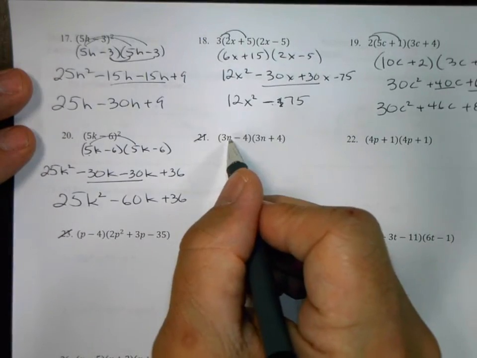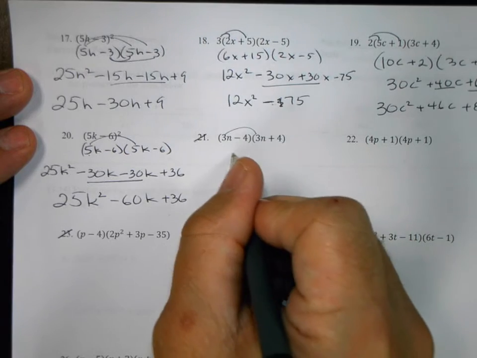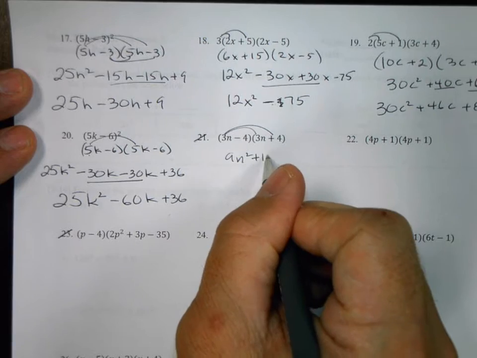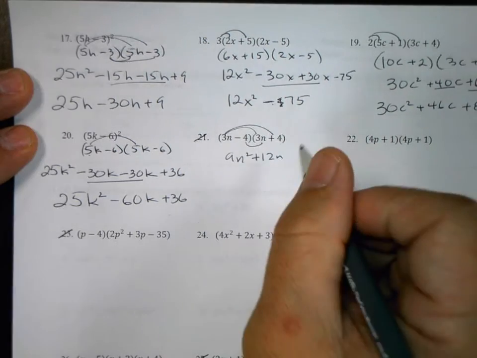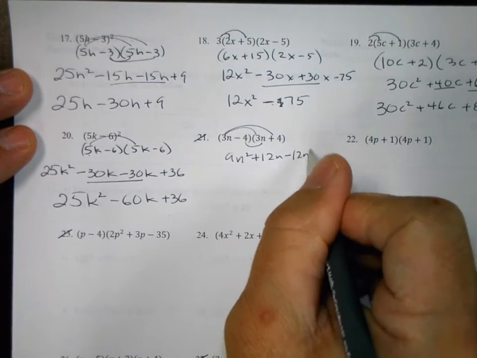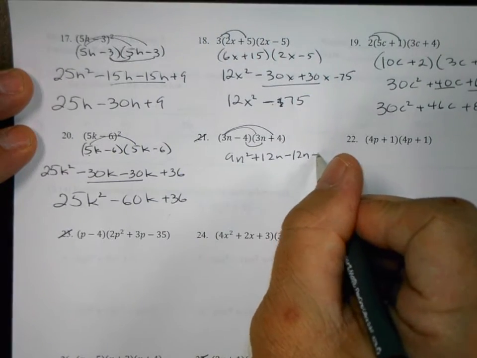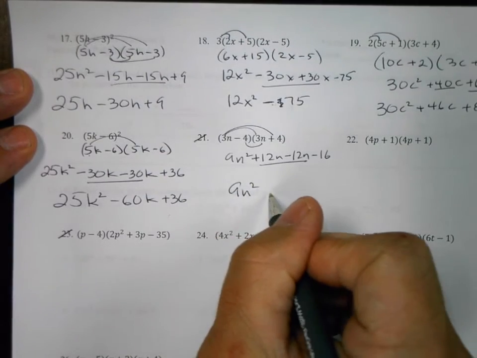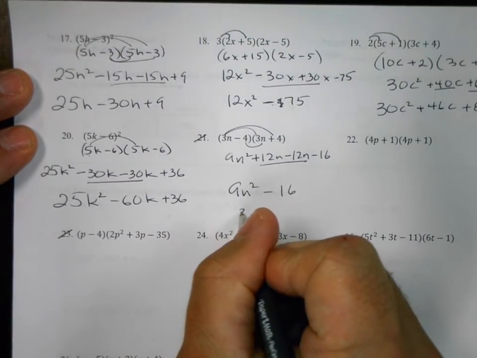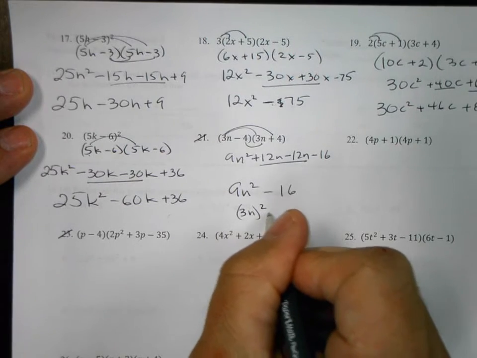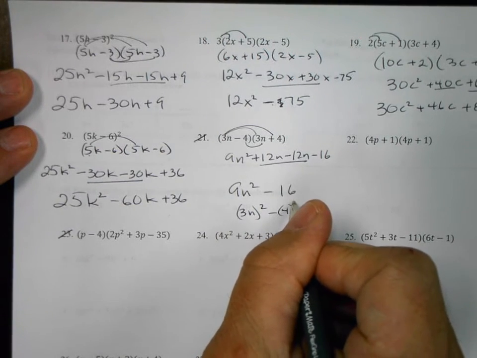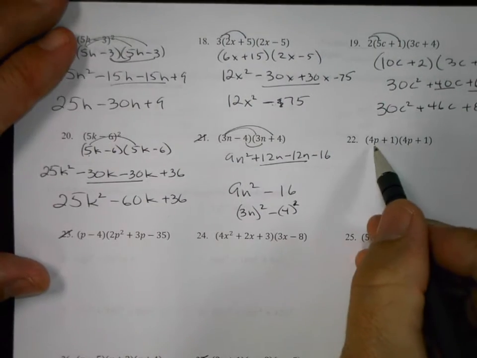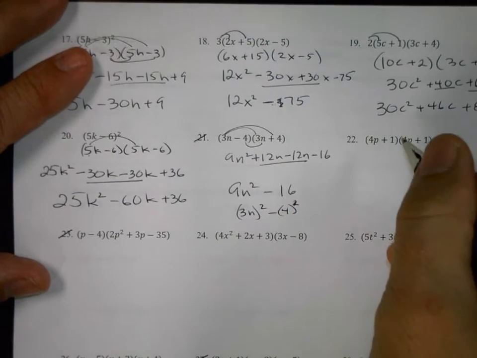All right, difference of two squares. 3n times 3n is 9n squared. 3n times 4 is 12n. Negative 4 times 3n is negative 12n. And negative 4 times 4 is negative 16. The middle two terms cancel, and we get 9n squared minus 16. Remember, we could rewrite this as 3n squared minus 4 squared. Difference of two squares.